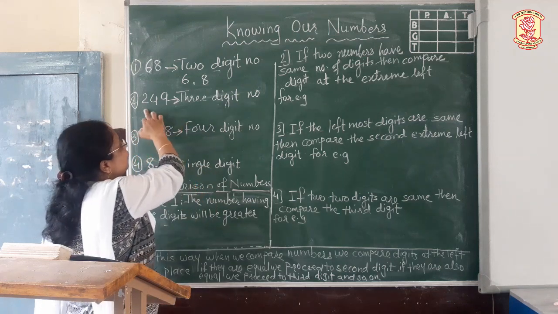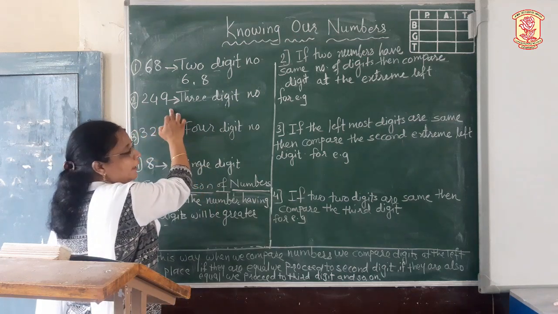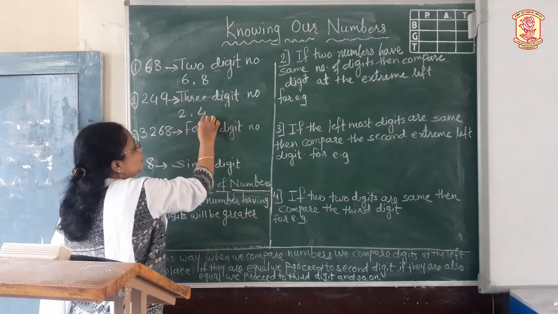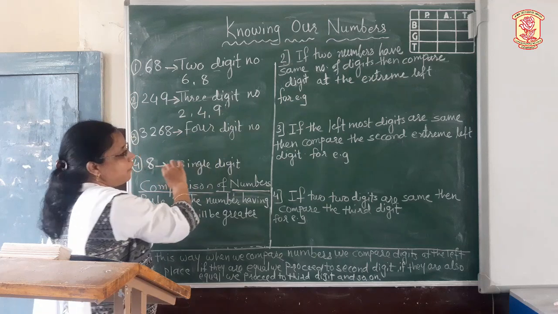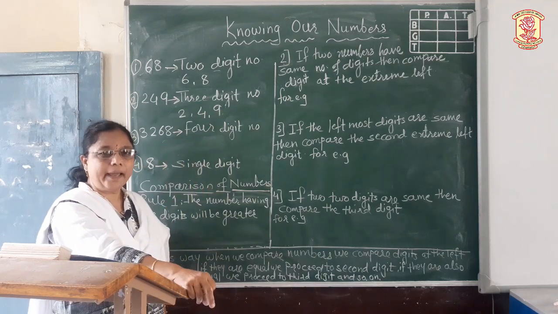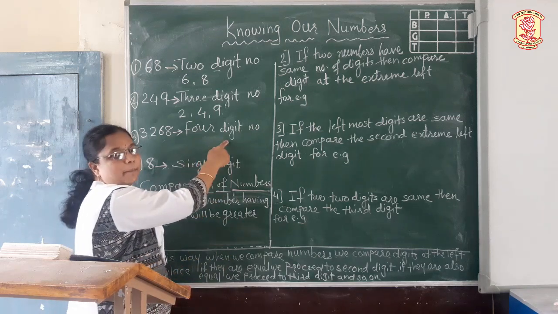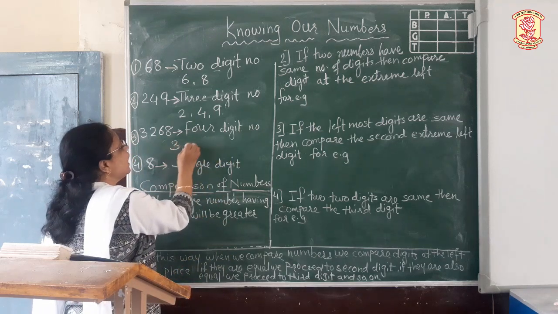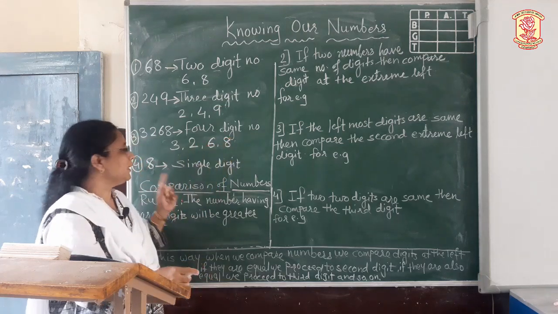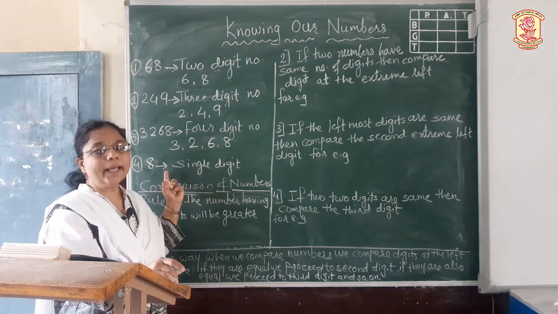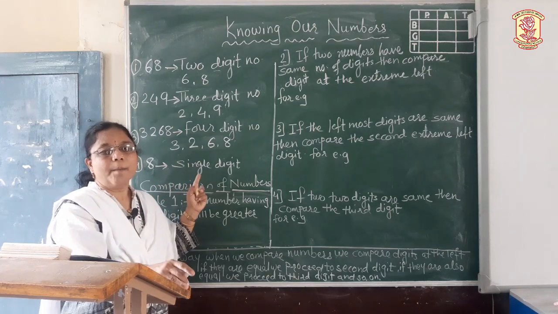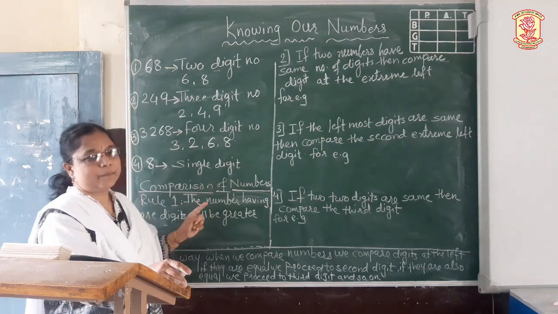Second number is 249. That is a 3-digit number, and digits are 2, 4 and 9. Third number is 3268. That is a 4-digit number, and we have the digits here 3, 2, 6, 8. And the fourth number we have only 8. That 8 is also a number. That is only a single digit, but still it is a number.